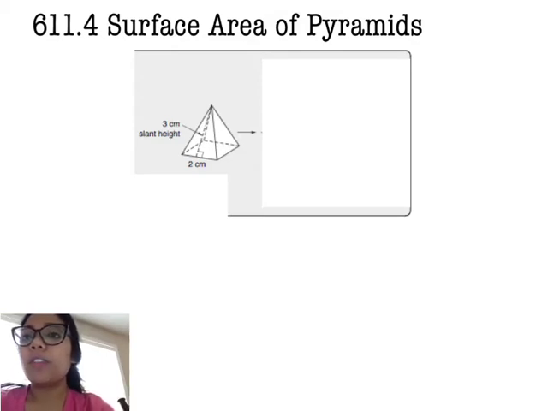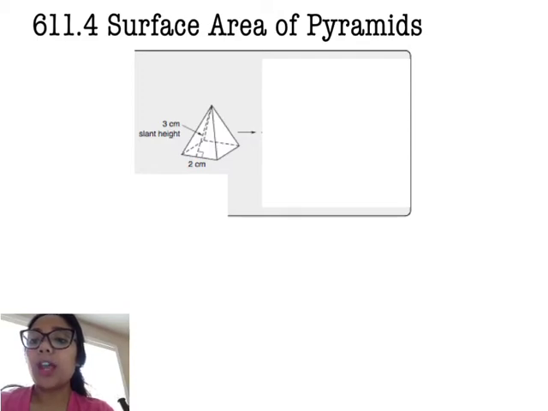This is Chapter 11, Lesson 4, Surface Area of Pyramids. Before we begin, I'm going to be doing two examples with you. One is an example of a square pyramid, and the other is an example of a triangular pyramid. The difference is that a square pyramid has a square as the base, and a triangular pyramid has a triangle as the base. Both of which you know how to find the area for.